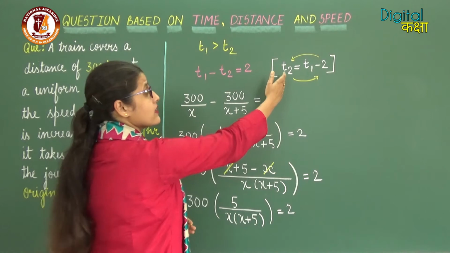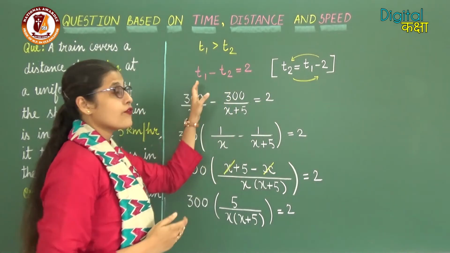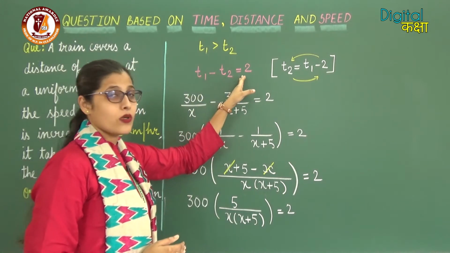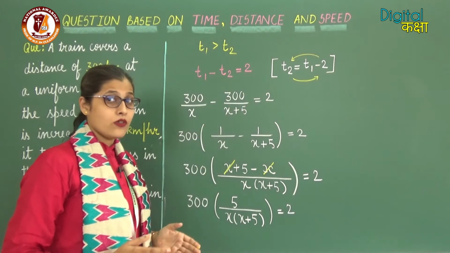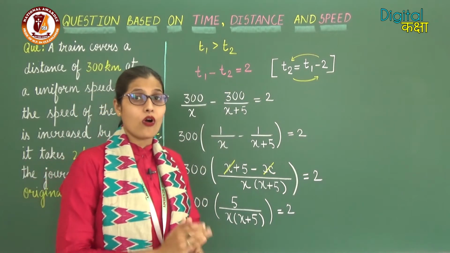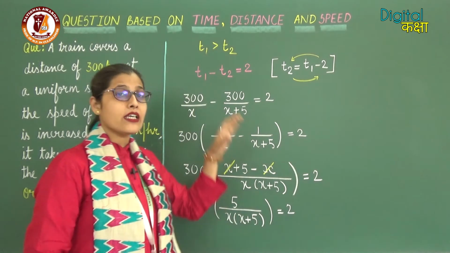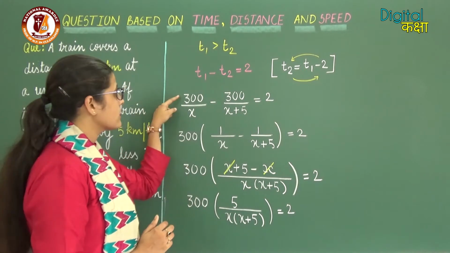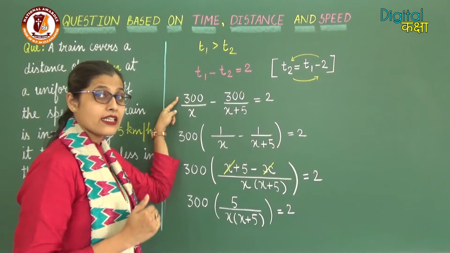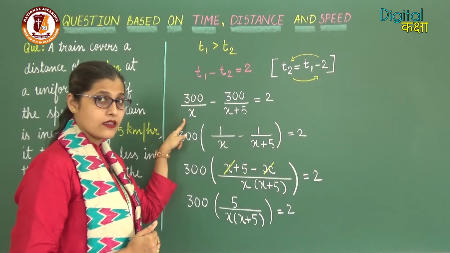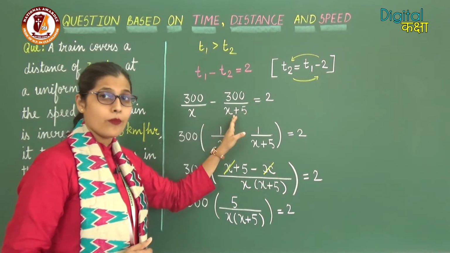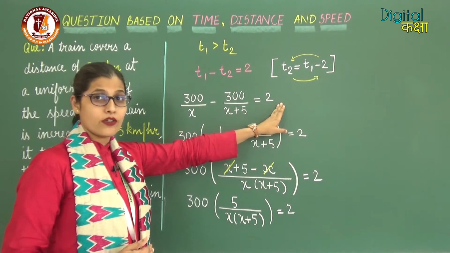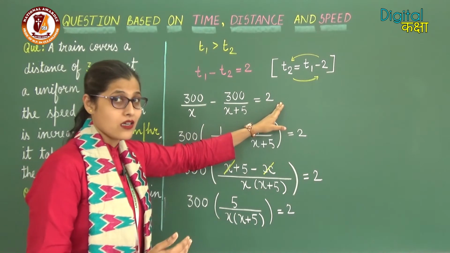Now, we can write the same equation as the difference of the timing. That means that T1 minus T2 equals 2. Now, we will be substituting the value of T1 and T2 in the above equation. On substituting, we will be getting 300 upon x minus 300 upon x plus 5, which is the time T2, equals the difference of their timing, which is 2 hours.